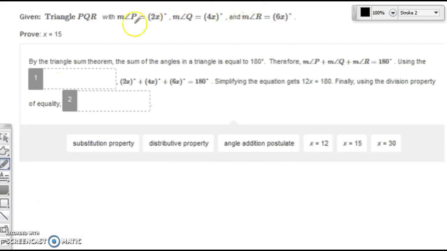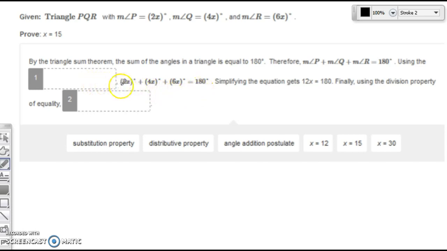All right, last one. Given triangle PQR with the measure of angle P being 2x, the measure of angle Q being 4x, and the measure of angle R being 6x, prove that x equals 15. All right, so let's start at the beginning. By the triangle sum theorem, the sum of the angles in a triangle is equal to 180. Therefore, the measure of angle P plus the measure of angle Q plus the measure of angle R equals 180 using the blank, 2x plus 4x plus 6x equals 180.